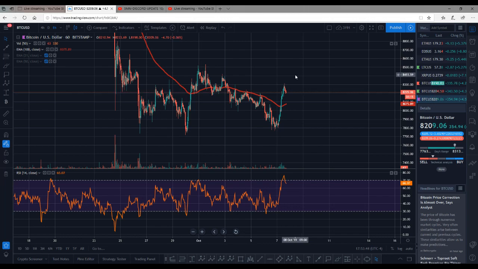It is October 7th, 2019, 5:50 p.m. Eastern Time. Current price of BTC is 8,210 on Bitstamp.